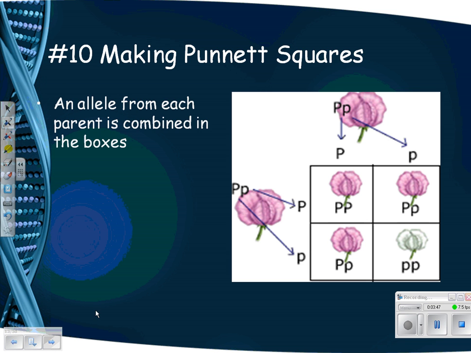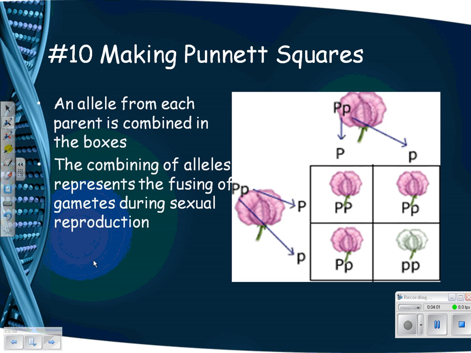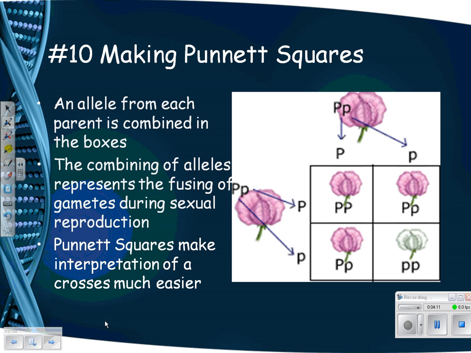An allele from each parent is combined in the boxes. So the big P here is combined with the other big P from up here, and the combining of the alleles represents the fusing of the gametes during sexual reproduction. Punnett squares make interpretation of the crosses much easier.